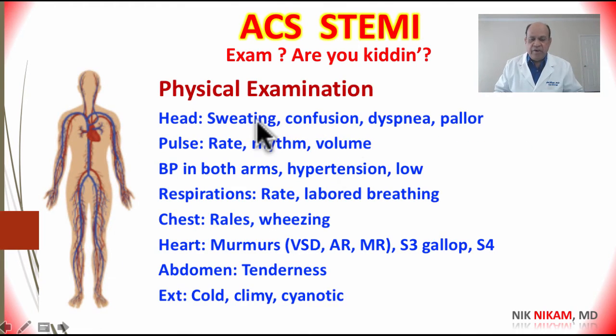Okay, we need to know, is the patient sweating? Is the patient confused? Does the patient have dyspnea? Does the patient look pale? What is the pulse, rate, rhythm, volume? All these things tell you volumes about the patient's overall cardiovascular function. We need to measure blood pressure in both arms because you could be dealing with a patient with dissection. Does the patient have hypertension? If so, what is the treatment that we need to start?